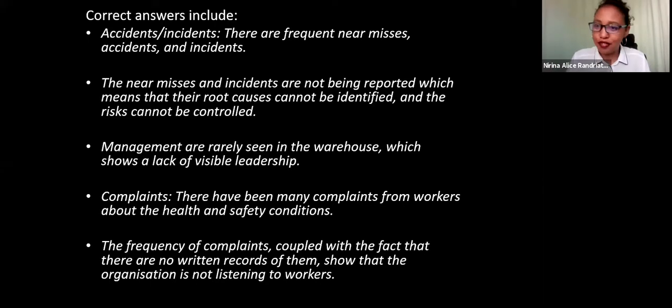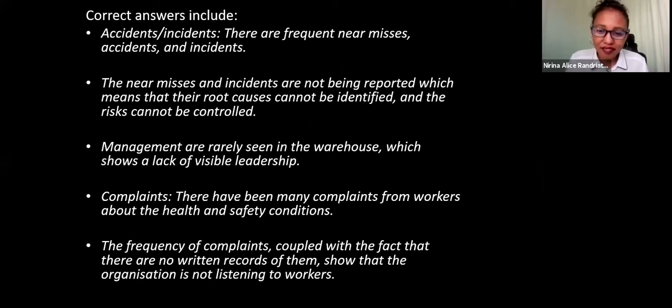So you need to look for information that could support that. In this case, we are talking about management being rarely seen in the warehouse, which shows a lack of visible leadership. So that you will get the mark. If you just say lack of management commitment, the question is where? Why are you saying that? Where did you get this information? So you need to provide information from the scenario.